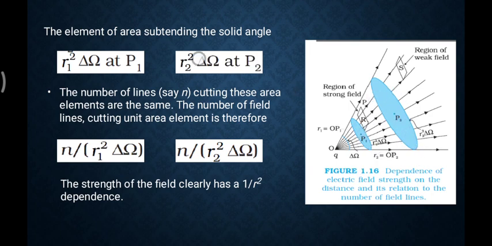Why? Because here also, R1 and R2, we are trying to see. R2 is more, so this number is going to be more, so the area element is more, and this is visible also. So it is very easy to understand. Okay, this is how you can understand. Here we are trying to see that area element.